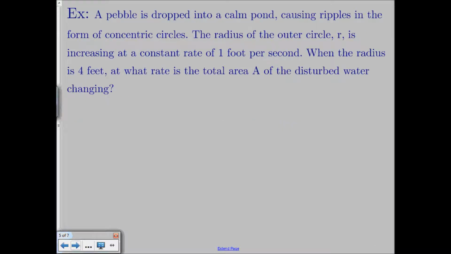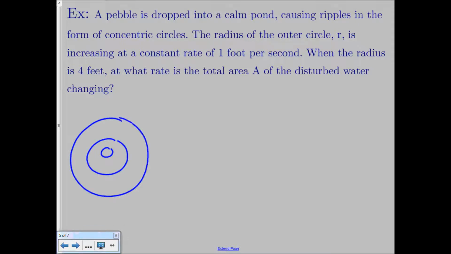So our first example is that a pebble is dropped into a calm pond, causing ripples in the form of concentric circles. So maybe during the summertime you've gone for a walk, you've gone to a pond area, and if the water's really still, if you throw a pebble in and it falls straight down, it forms circles. And by concentric circles, we mean that they start out small and they get bigger and bigger. So concentric circles just mean circles within circles.